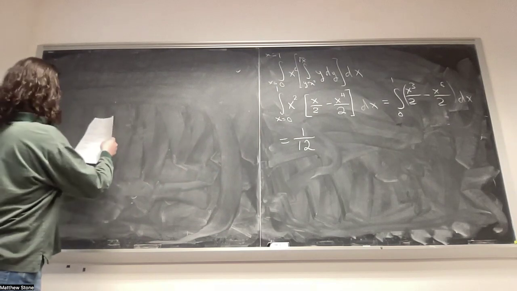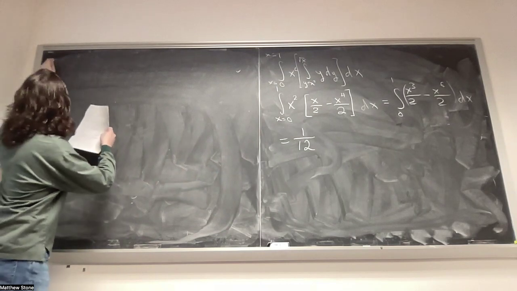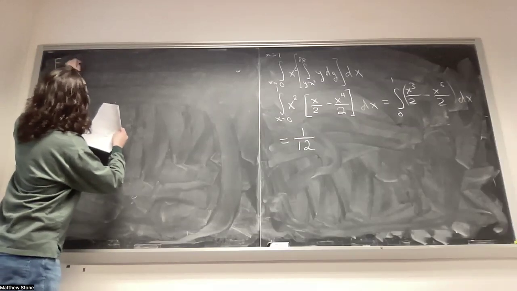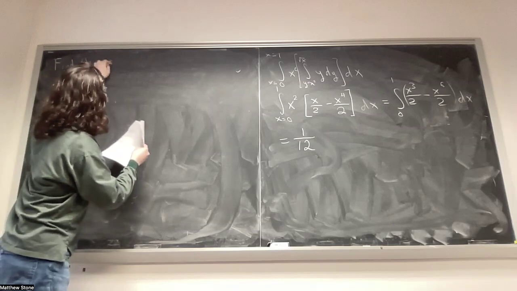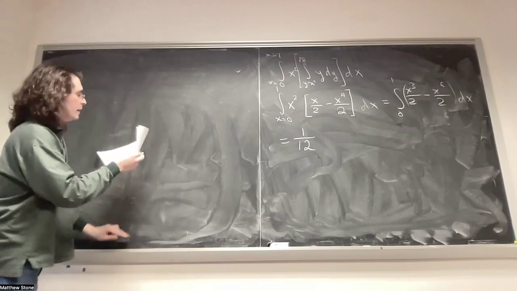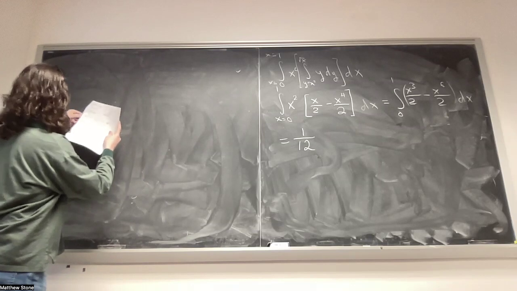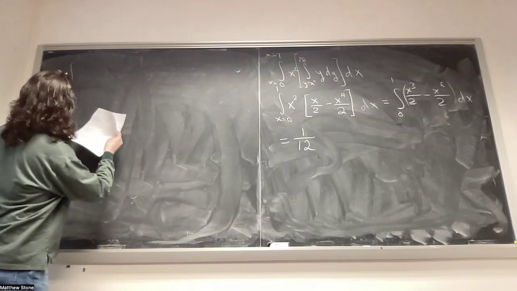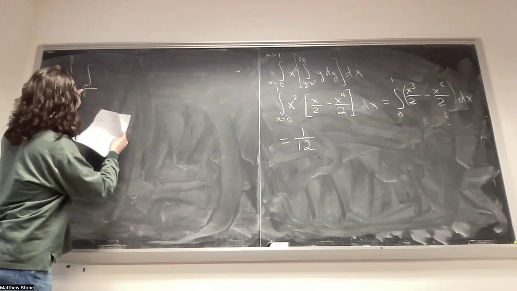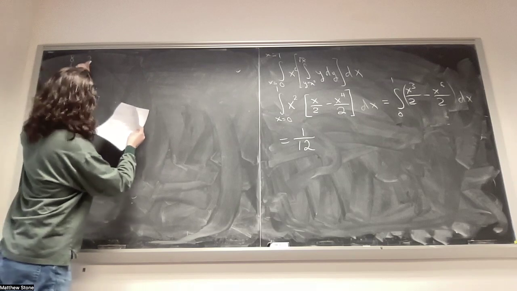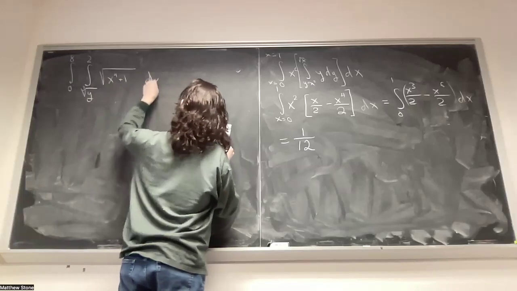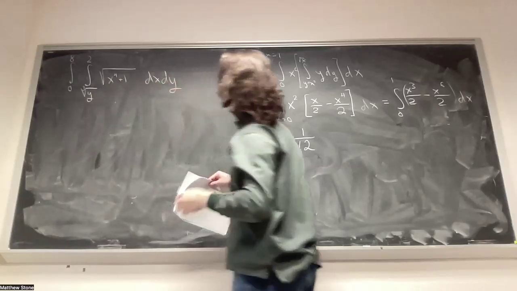So suppose we were given the following. Actually, let's do it another way. Suppose we're given the following. Integrate from 0 up to 8 from cube root of y up to 2, the square root of x to the 4th plus 1 dx dy.